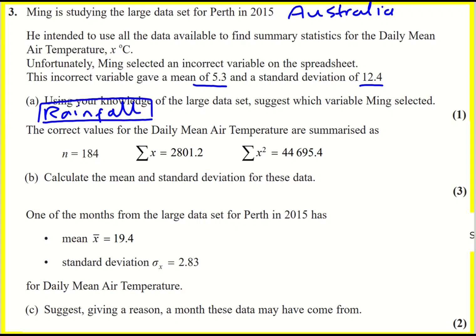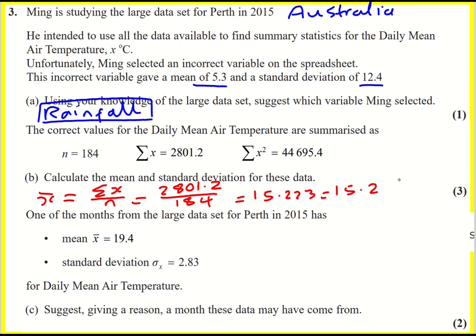So the correct values for the daily mean air temperature were summarized as shown. I'm asked to calculate the mean and standard deviation. So for the mean, this is our x bar. It's going to be the sum of x over n. 2801.2 divided by 184. Let's put that in your calculator, and we get 15.223, so 15.2, and then I write degrees Celsius.